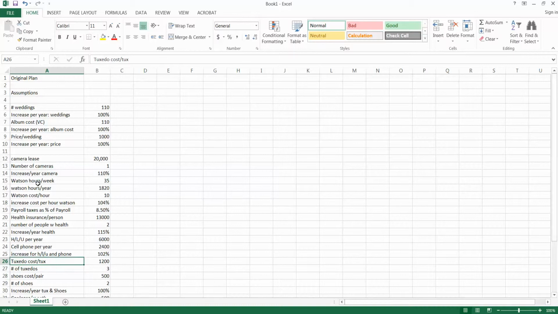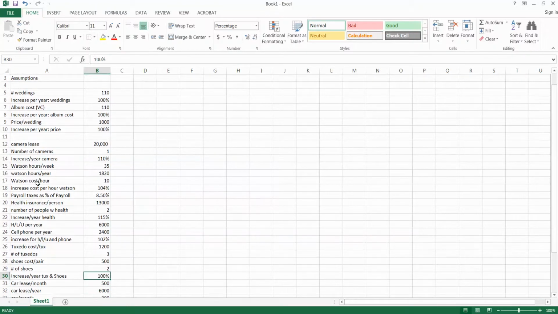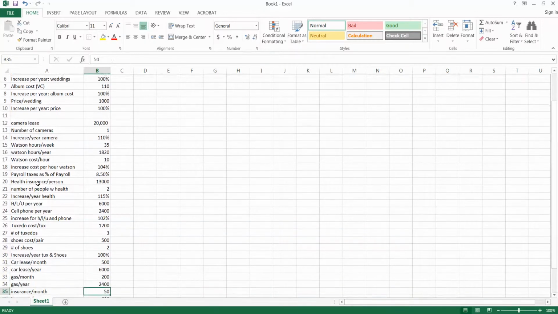I've got my cost per tuxedo and the number of tuxedos per year. Again, the shoe cost per pair and the number of pairs per year. And finally, I've got my increase in both of those, how much they will increase. Mo has estimated that they're going to stay flat, but I'm going to put a number in there just so I can quickly change it if I need to.